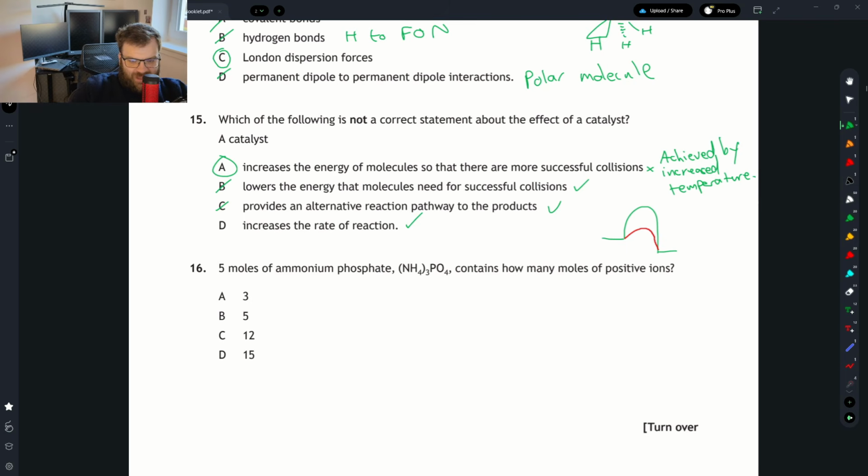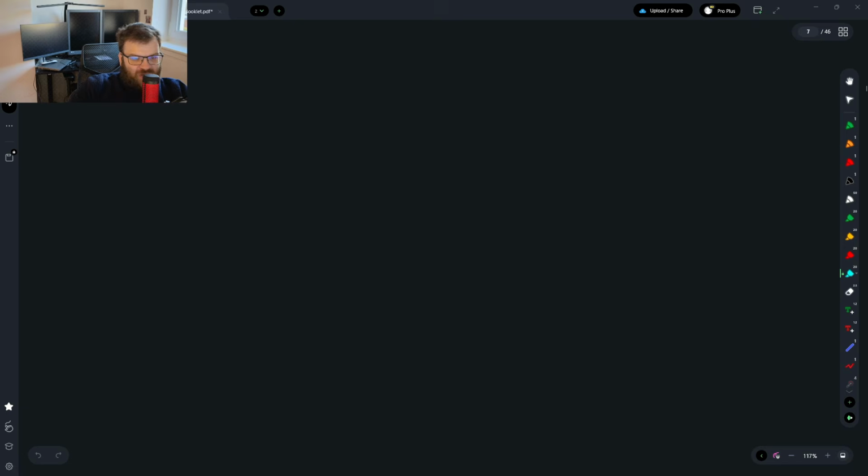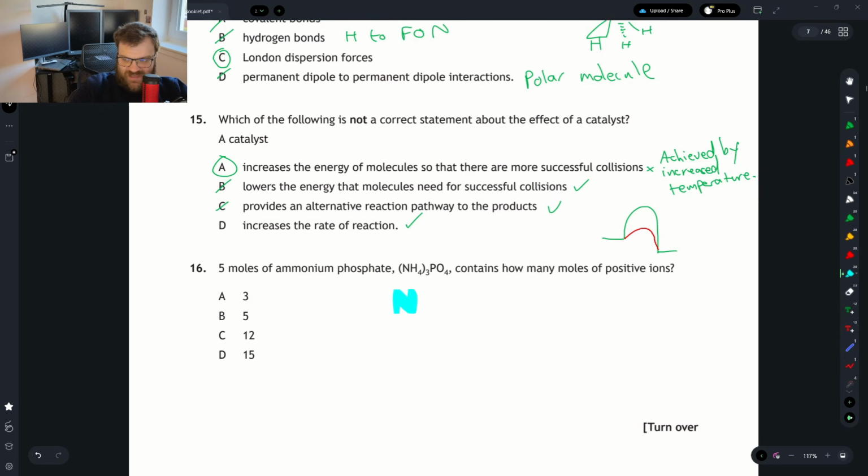This one here, we are looking at positive and negative ions. We can use the data booklet to help us with these on page number 9. We have got ammonium and we've got phosphate. Ammonium is our positive ion. If I write this out as an ionic equation, we would have NH4 positive, and there's 3 of them, and we've got a PO4 3 minus, which we've only got 1 of. In terms of a ratio, it's a 3 to 1 ratio.